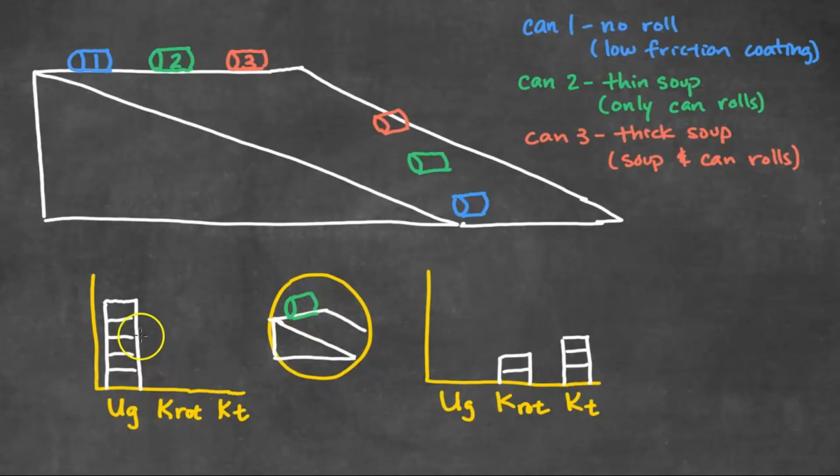And initially, we have gravitational potential energy. And this is just qualitative. We're not doing any calculations, so the boxes are not going to be perfectly exact in proportion, but I think you'll get the idea. So initially, we start off with gravitational potential energy. As the can slides down, some of that energy is transformed into rotational kinetic energy, and some of that energy is transformed into translational kinetic energy.